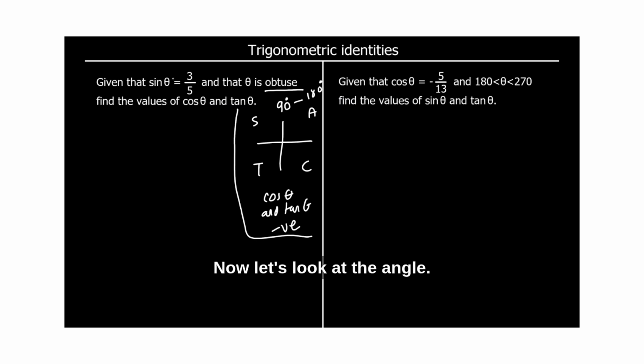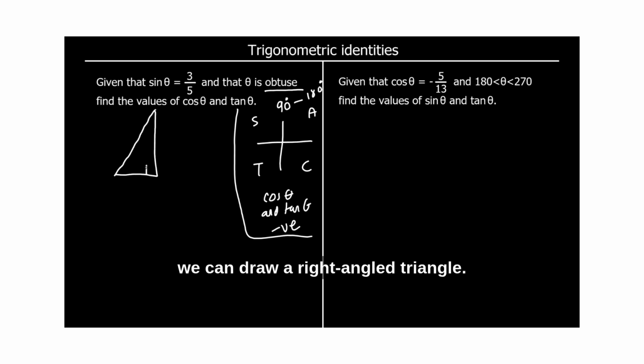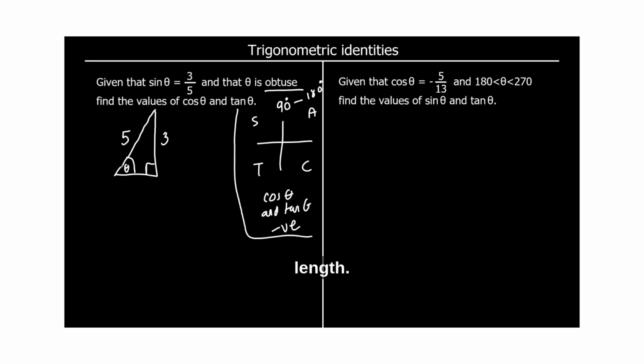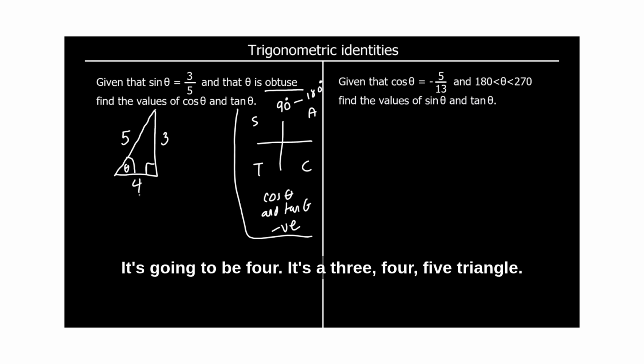Now let's look at the angle. Sine theta is 3/5. So when we get sine theta equals a fraction, we can draw a right angle triangle. If this is theta, it's SOH, opposite over hypotenuse. And we can use Pythagoras to find the missing length. It's going to be 4. It's a 3, 4, 5 triangle. 3 squared plus 4 squared equals 5 squared.